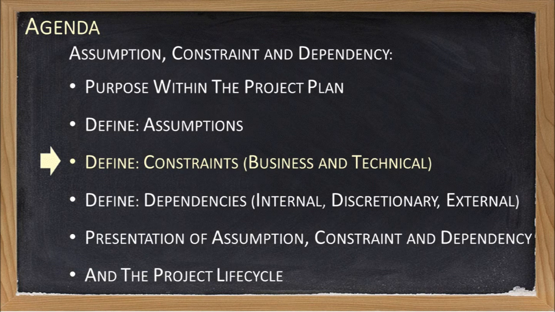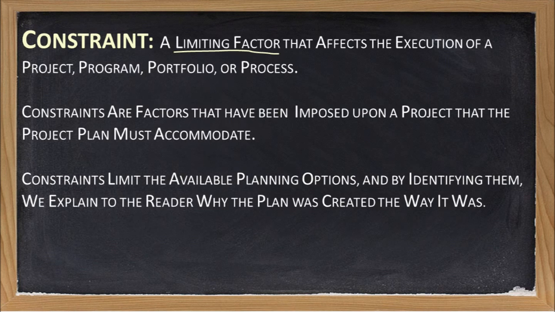Now let's look at constraints and how they impact the project plan. Constraints usually impact either the business elements of the plan or the technical ones. Let's define project constraints and then take a look at examples. According to the PMBOK, a constraint is a limiting factor that affects the execution of a project, program, portfolio, or process. The key to constraints are that they have been imposed upon the project, and we as project managers need to find a way to deal with them.